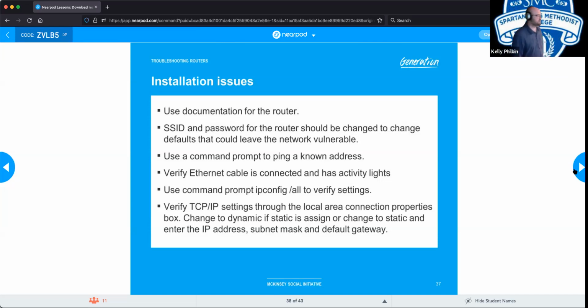Check your TCP/IP settings to make sure your IPs are correct. If you're having issues with an IP address, you can always switch it to dynamic if it's static, or static back to dynamic. If that is assigned, try switching it and see if that helps. Maybe somebody put it in manually and it's incorrect, and if you switch it to dynamic it'll assign you a good IP address.